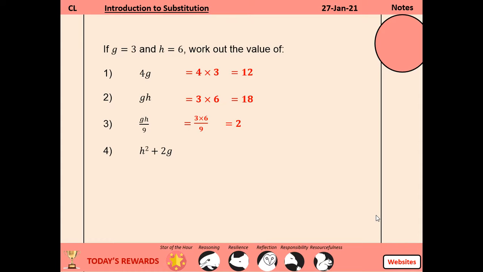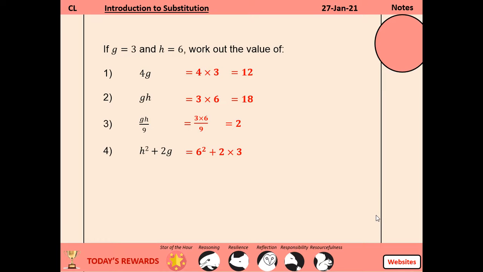This one now. What we're doing is just doing it separately. Work out what H squared is first, then work out what 2G is, and then add them up. So what is H squared? Well, H is 6, right? So substituting that in, that will give me 6 squared, which is 36, plus 2 lots of G. So 6 squared plus 2 times 3. That's me replacing the values, or substituting the numbers for the letters.